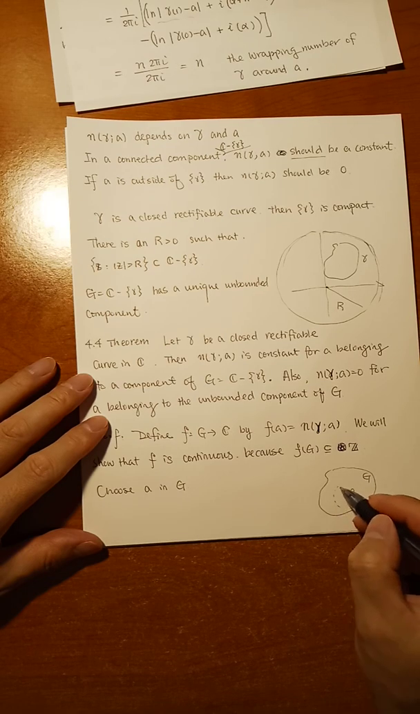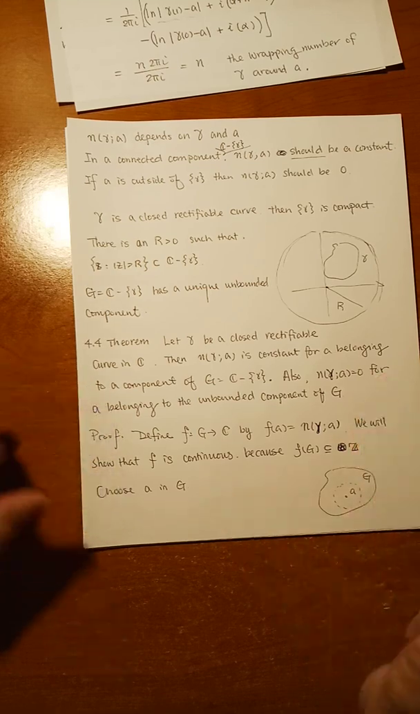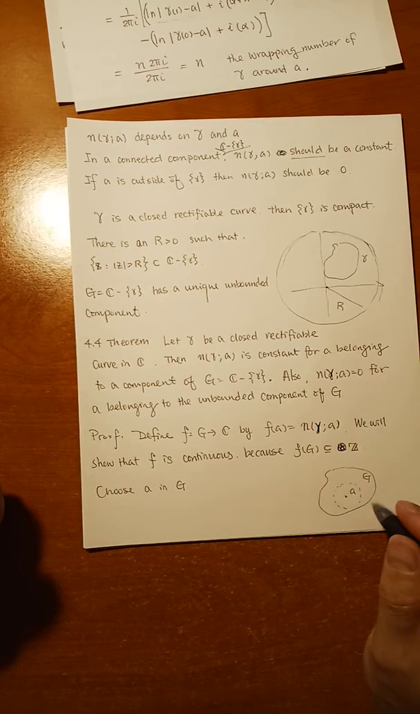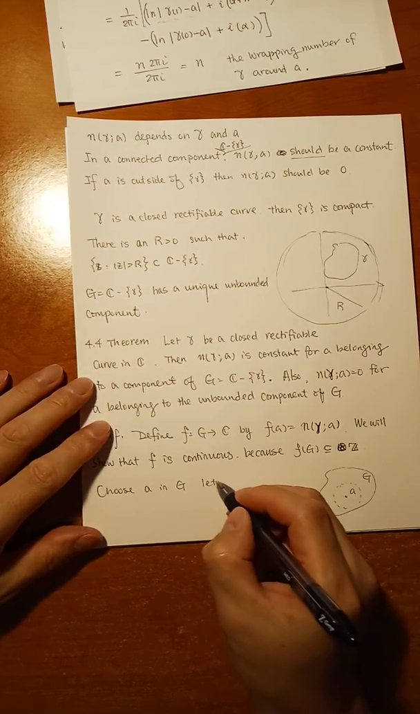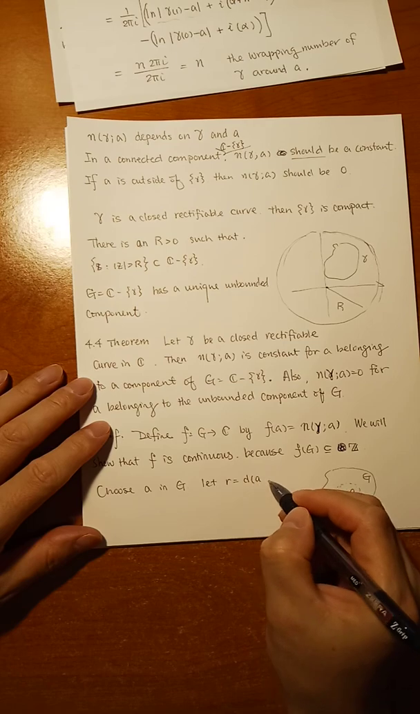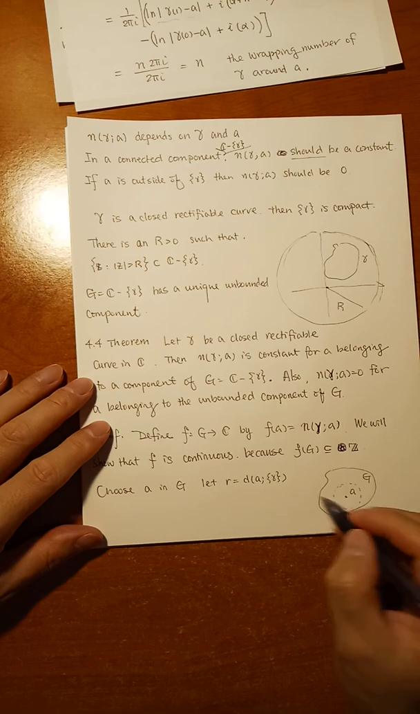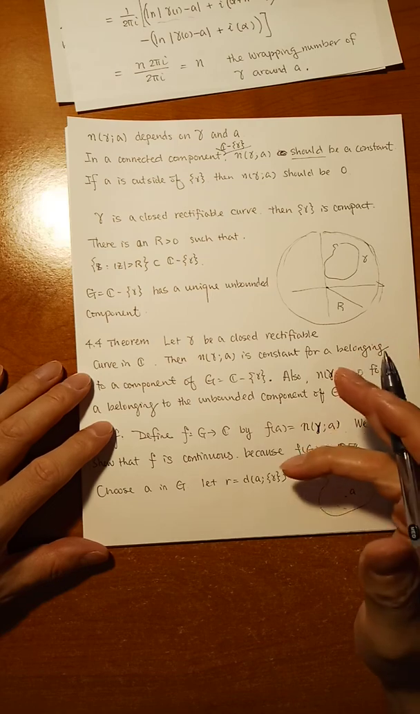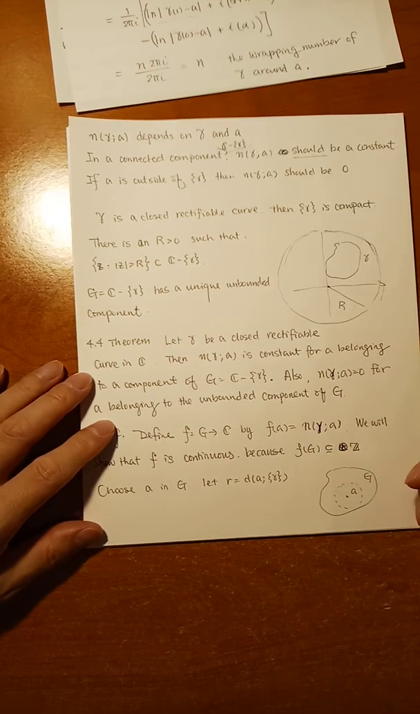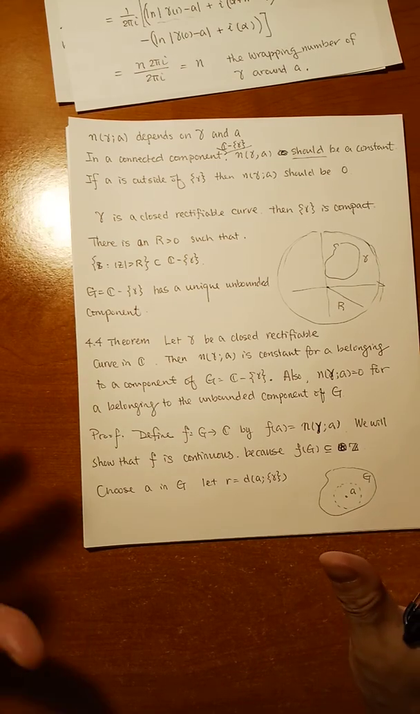Then we can draw the largest disk centered at A with radius R, totally contained in G. Let R be the distance between A and gamma. Why do we choose gamma? Because gamma is a boundary. If you do not cross a boundary, you are still in the same connected component. Once you touch the boundary, you're outside. Then that is the largest possible radius.